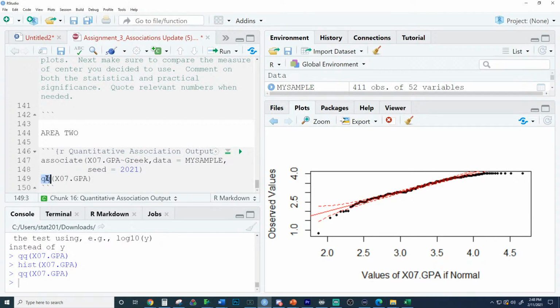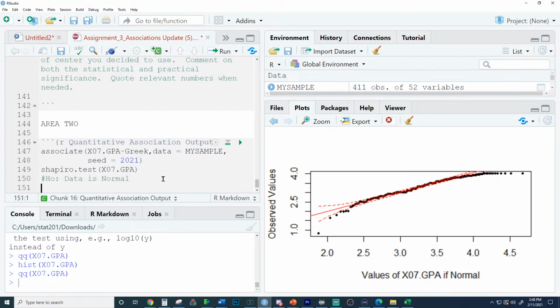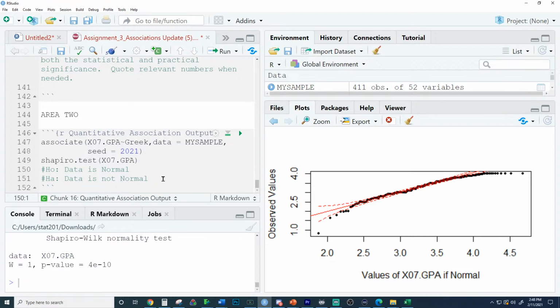Now here's the big question. When we test this, will a p-value be above or below 0.05? The null, here's the hint, the null is data is normal. The alternative is data is not normal. So the null is that the data is normal. The alternative is that the data is not normal. Ben, you are completely right. The p-value is going to be low because we're going to reject normality. The p-value is very close to 0.